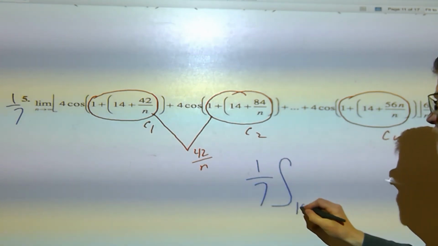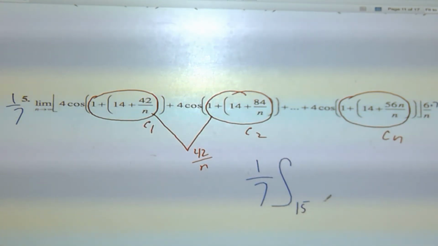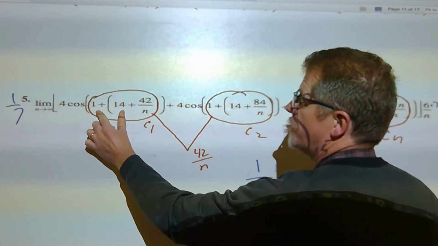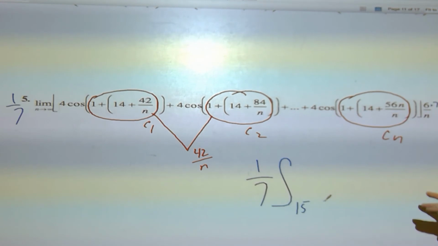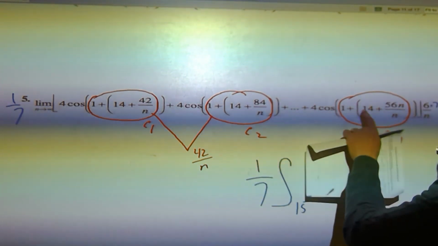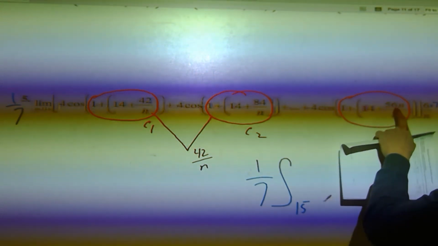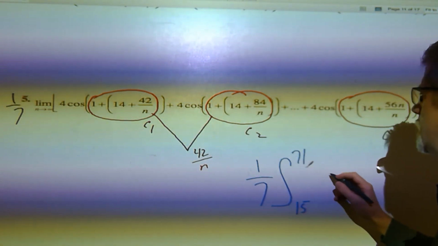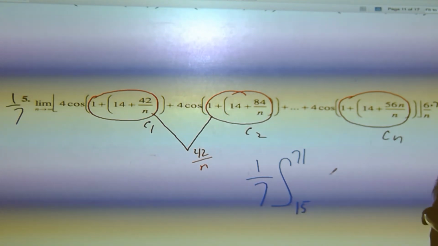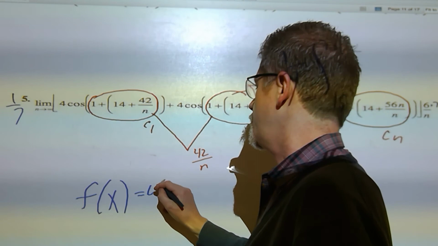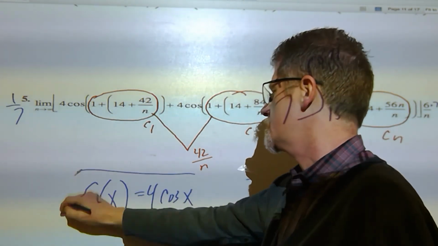So I think that one of the answers that you could write for this is 1/7 times the definite integral from 15 all the way up to, I just took the limit as n approaches infinity of the first golf ball, which is 15 plus 0. And then the limit as n approaches infinity of the last golf ball is going to be 1 plus 14 plus 56. So that's 60, 70, 71. By the way, the function that we're using here, every term has a 4, a cosine, and a golf ball. So it's 4 cosine x.